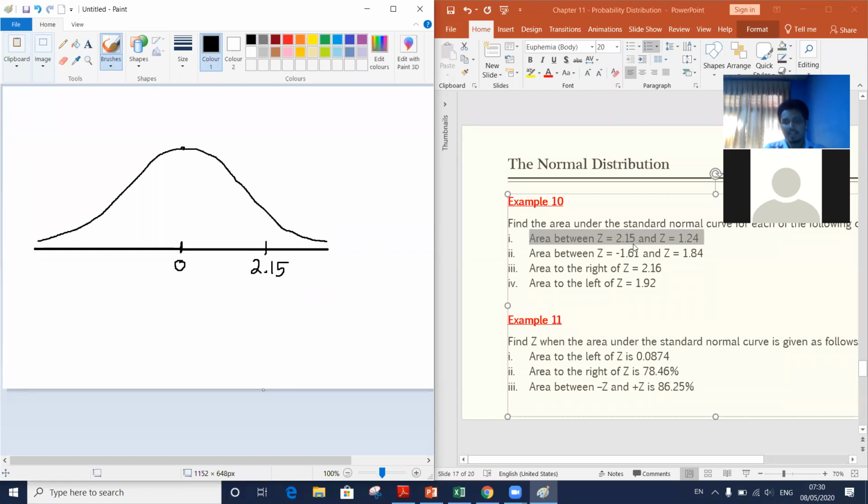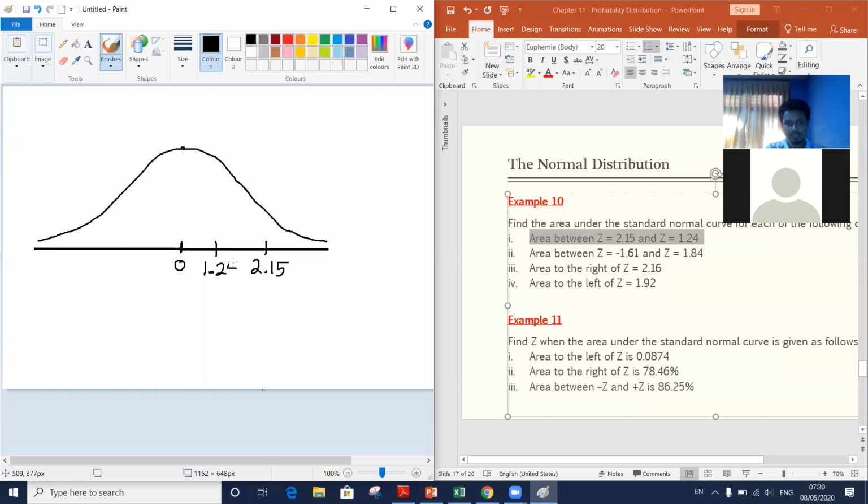And Z equals 1.24. Now where should it be? Since it is a positive value, it should be on the right hand side. 2.15 is on the right hand side, and 1.24 is less than 2.15, so it is somewhere here, a place like this. 1.24.